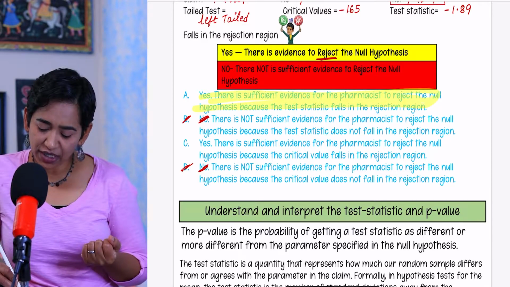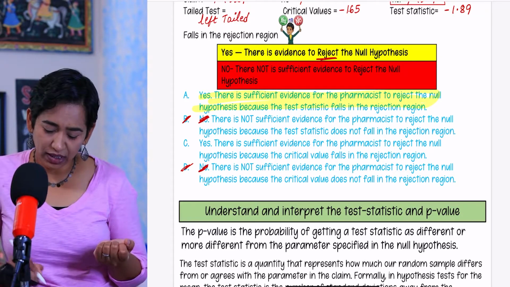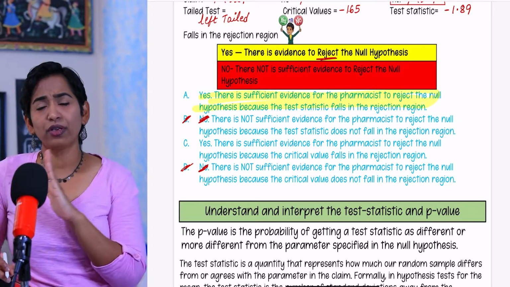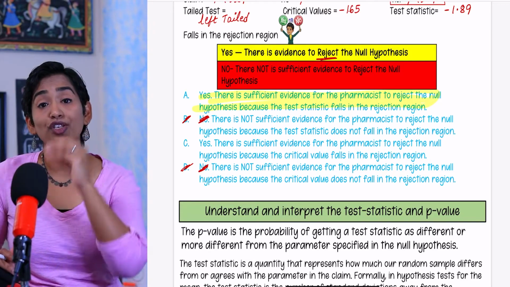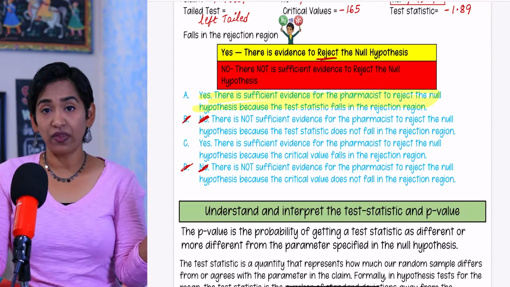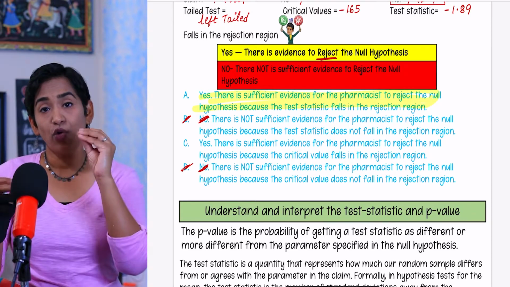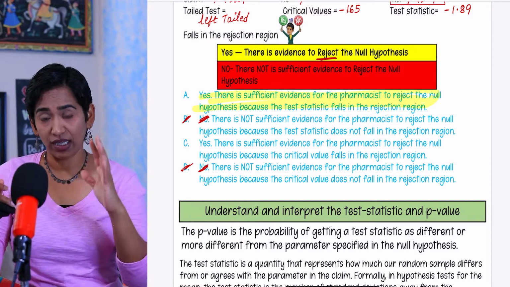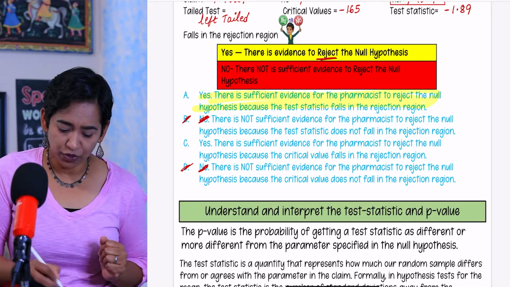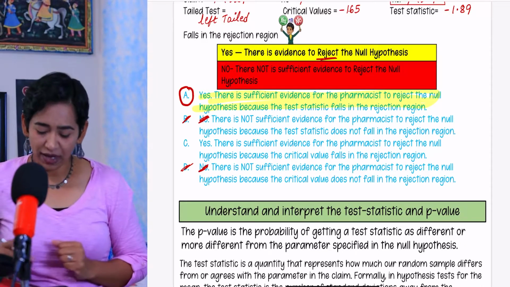Yes, there is sufficient evidence for the pharmacist to reject the null hypothesis because the critical values, no, we're not talking about critical values. We only talk about the test statistic. Critical values will always be there. I can't change them, right? Only the test statistic. Write this down if you have to. So my answer is option A. There you go.